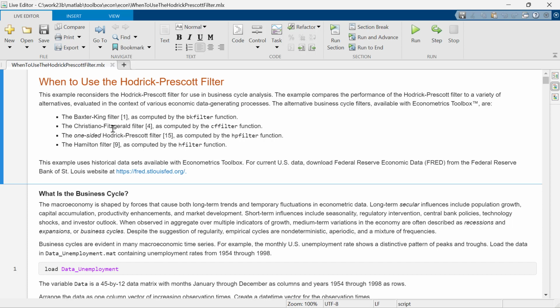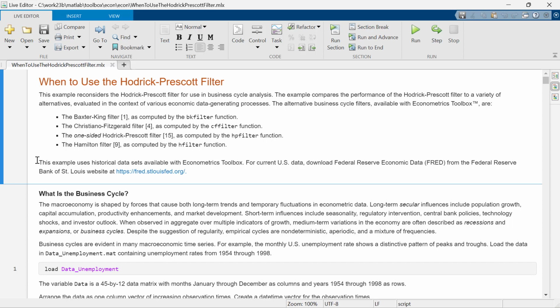At the top here, we just introduced the 4 different filters that we're going to be looking at. There are references to the original research papers, which are in a bibliography at the end of this example, and then the names of the functions in Econometrics Toolbox that implement these different filters.